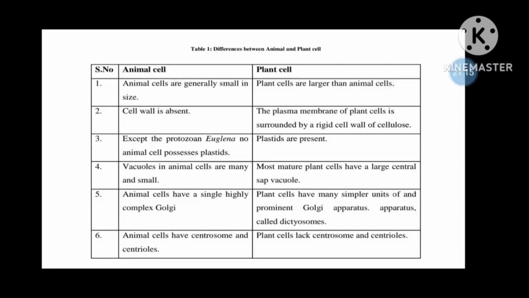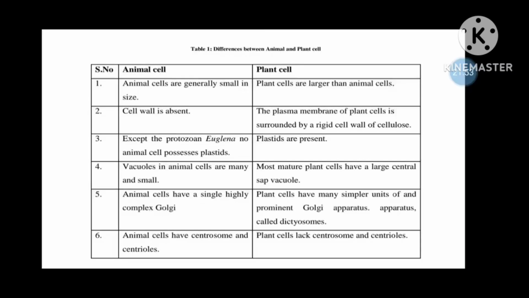Next, vacuoles in animal cells are many and small. In the animal cell, the vacuole size is very small, but in plant cells, the vacuole is prominent. It may occupy most of the cell when the plant cell is dead, but in the living plant cell it is also present in a small size, while in the dead cell it occupies most of the space of the cell.